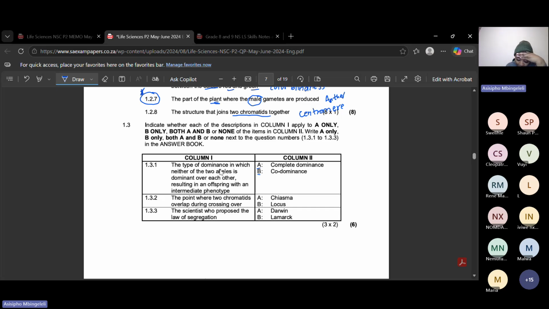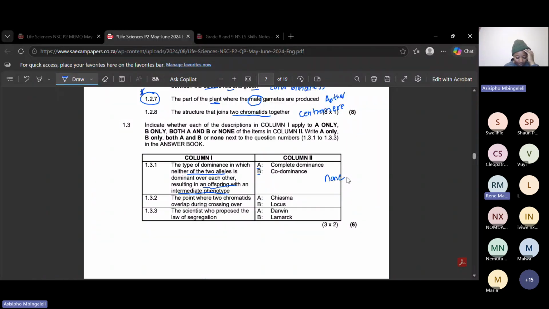The type of dominance in which neither of the 2 alleles is dominant over each other, resulting in an offspring with an intermediate phenotype. Is it complete dominance? No. Is it codominant? No. So the answer here is none, because the correct answer is incomplete dominance, and we do not have incomplete dominance from the options that are given. So the answer is none.